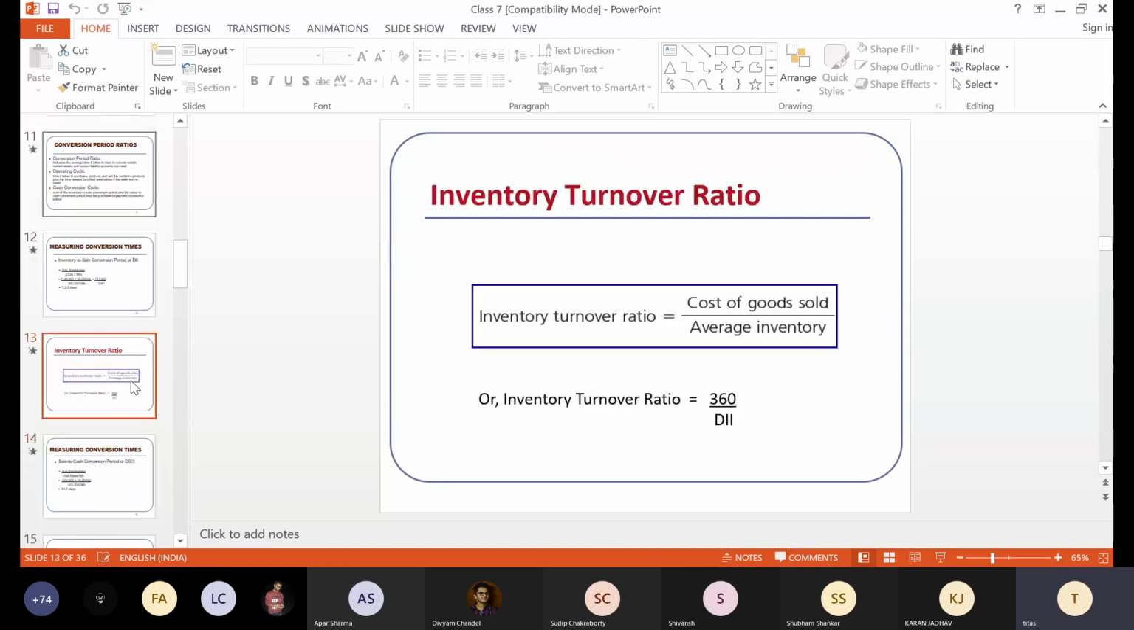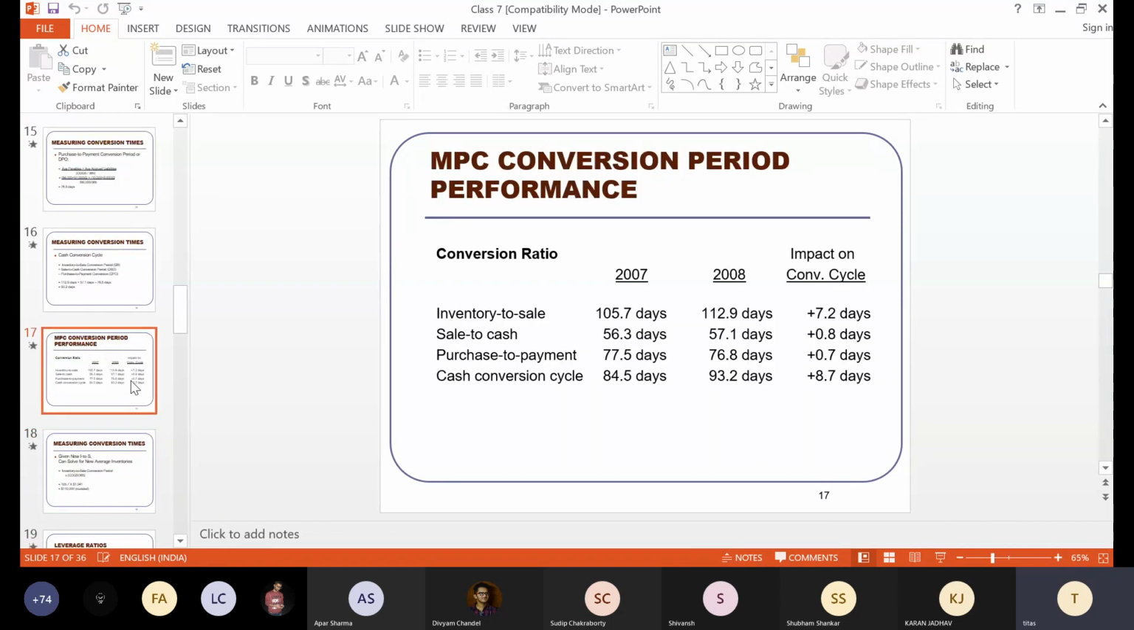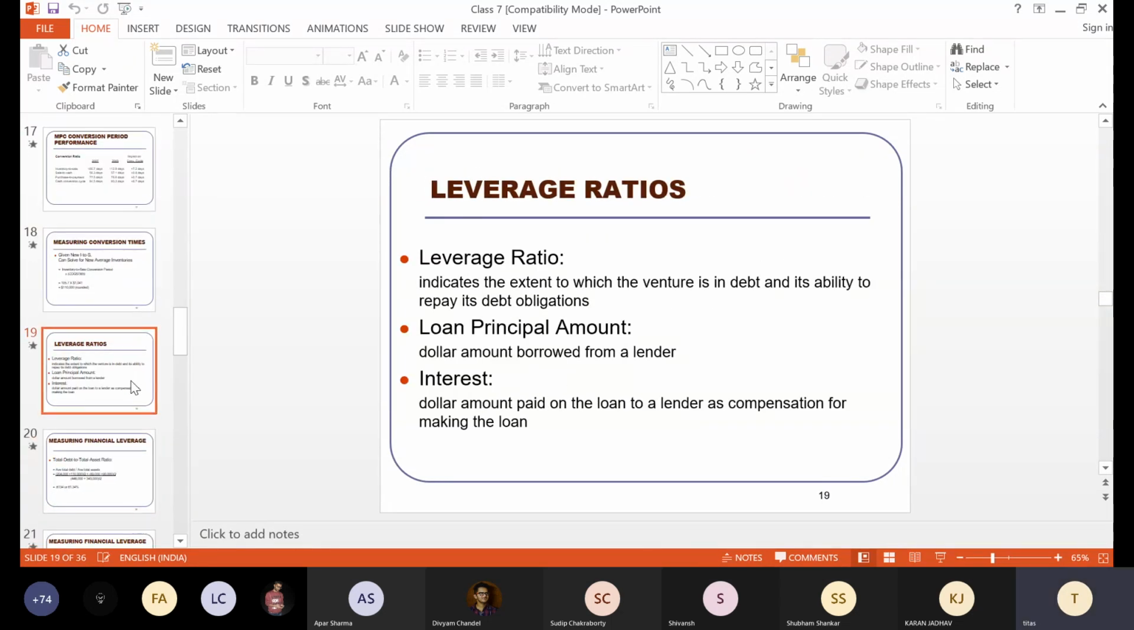This conversion period ratios I will be doing next time. Another is the leverage ratio. So what is the leverage ratio? It is, as I said, the debt equity ratios.